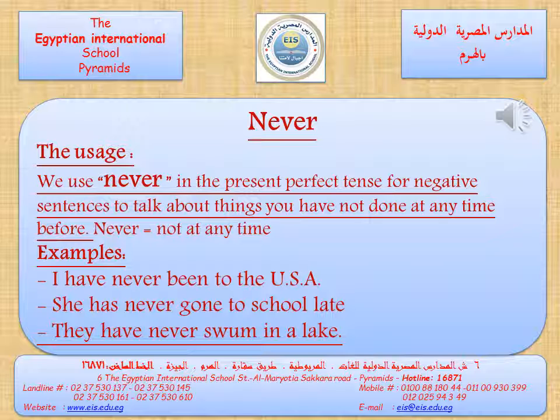For example, I have never been to the USA. I didn't go to the USA before. Example number 2, she has never gone to school late. It means that she didn't go to school late before. Example number 3, they have never swum in a lake. It means that they didn't swim in a lake before.